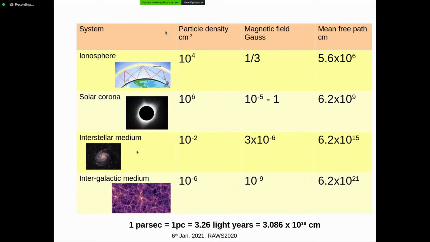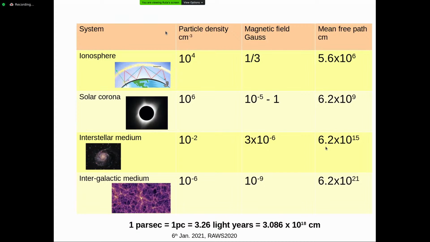Now going to interstellar medium-like spaces, let's say the Milky Way interstellar medium, the particle densities are very low. The magnetic field is of the order of a micro Gauss or so, and the mean free paths are now of the order of 10 to 15 centimeters. You can compare this with the number for a parsec, 10 to 18 centimeters. So this is really going very large.